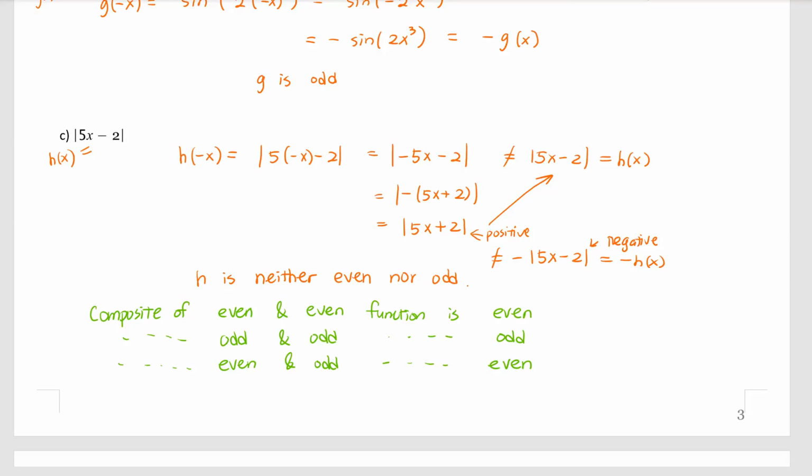For example, for even, you can think about x squared. x squared and squared is x to the 4th. It's still an even function, right? Odd and odd: x cubed, and cubed is x to the 3 times 3, not 3 plus 3. 3 times 3 is 9. It's still an odd function. But the composite of even and odd, or odd and even, you can see now it's x to the 6, so this is an even function.